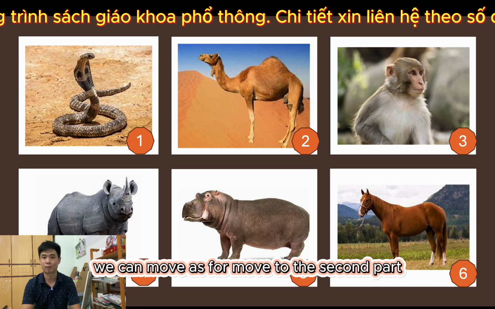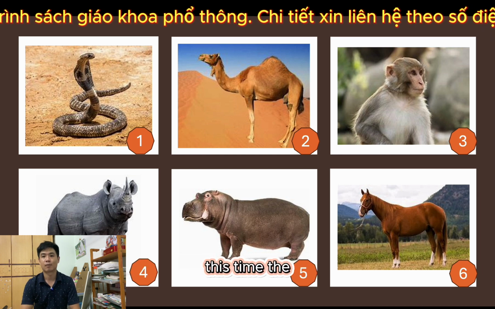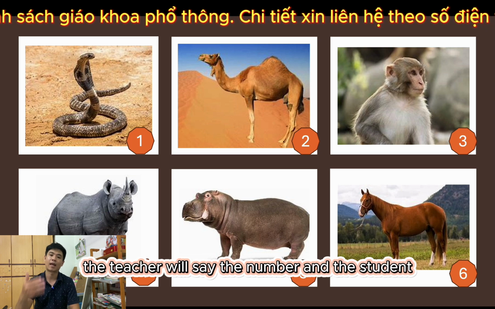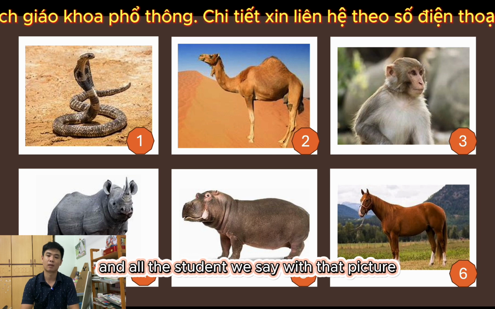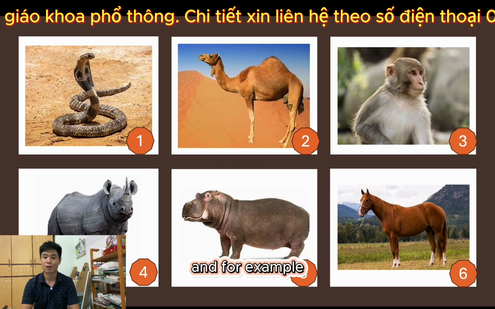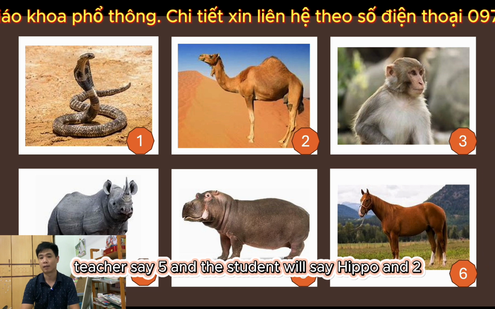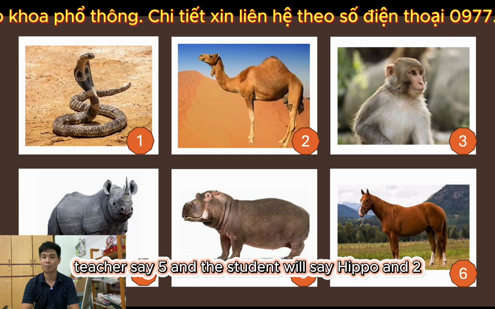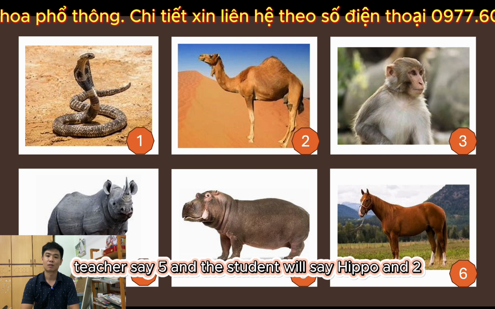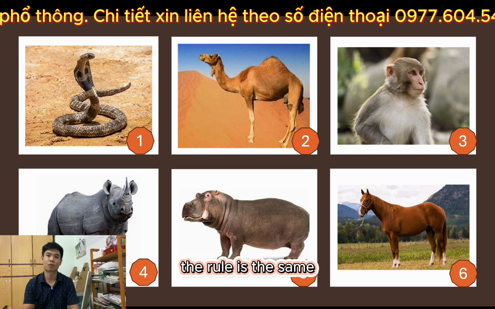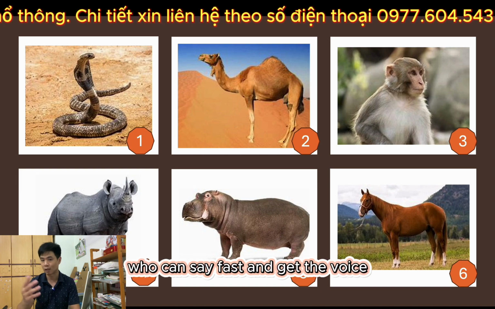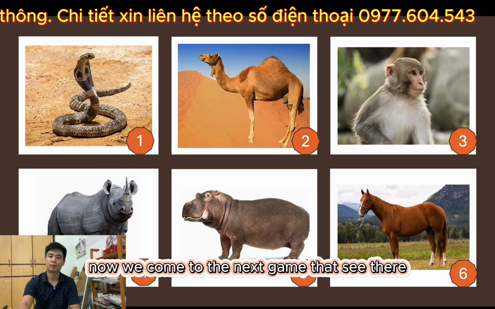This time, the teacher will say the number, and all the students will say the picture. For example, the teacher says 5, and the students will say hippo. And 2, and the students will say camel. The rule is the same. Whoever can say it fast can get the points. And now we come to the next game.